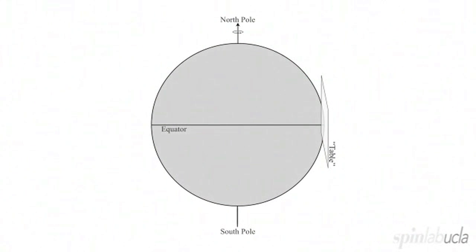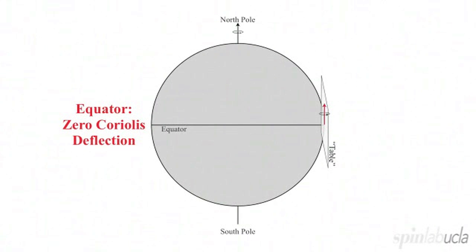If we put another table in the equatorial plane, then you can see now the rotation axis lies perfectly aligned in the plane of the table. So there's no Coriolis deflection of the horizontal motions of the ball on that table.